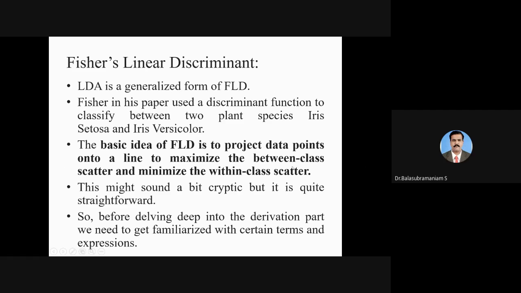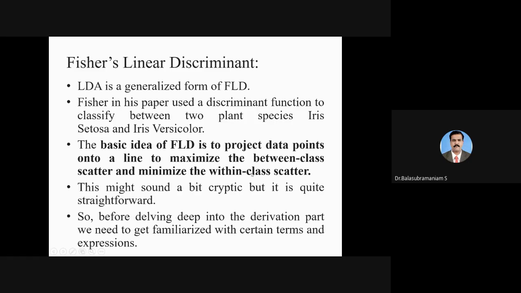So the basic idea of FLD, once again, is that we are going to deal with the covariance matrix. Keep it in your mind. In the last class I spent so much effort and time on calculating the covariance matrix. The basic idea of Fisher linear discriminant is to project the data points onto a line to maximize the between class scatter and minimize the within class scatter. What is the basic meaning of scatter? Variation. Different data points are scattered in different orientations in the plane or in the space. That is called scatter, right? Otherwise you can call it variance, how much variability there is in the data.